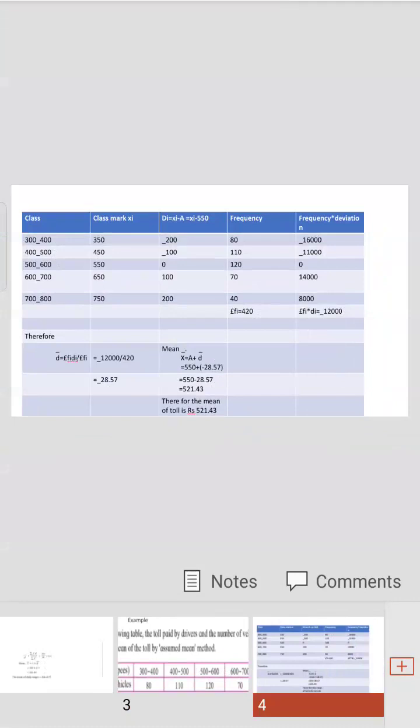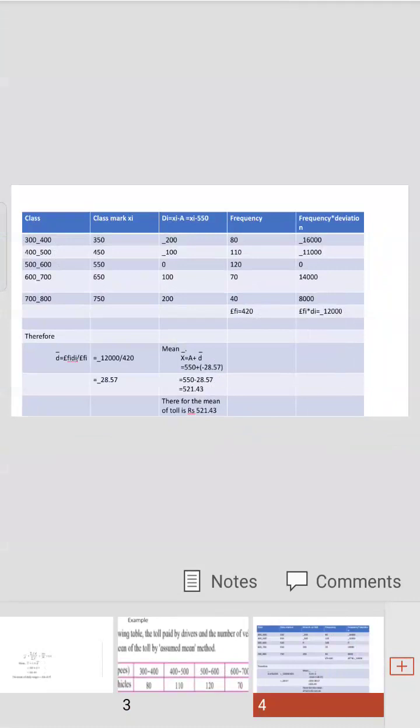Then similarly find the class mark of the second class. Class mark of the second class is 450. Their di is 450 minus 550, that is minus 100. Frequency in the class is 110. Then the product of minus 100 into 110 is minus 11,000.